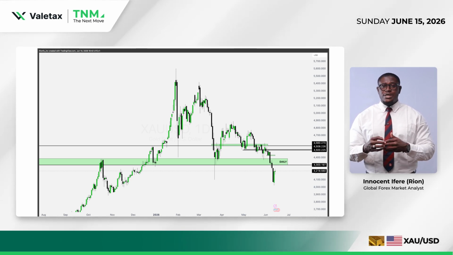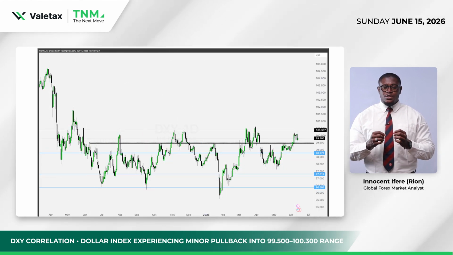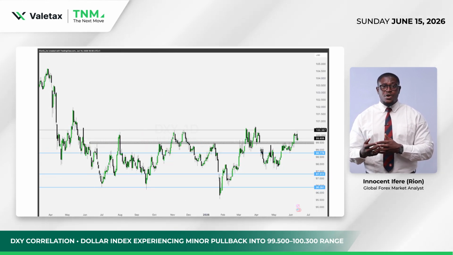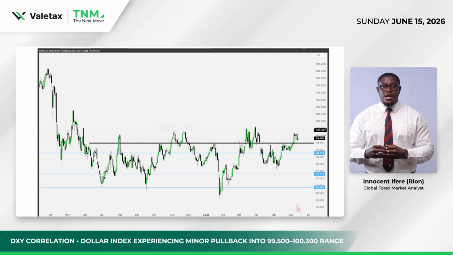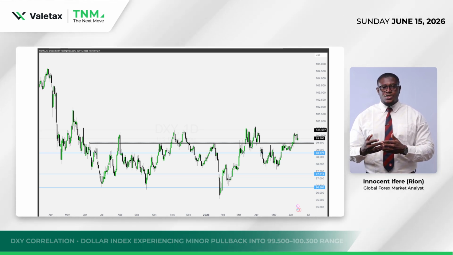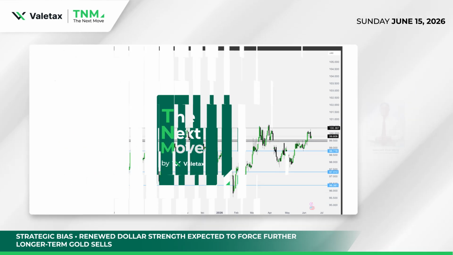We can also see the correlation between the shorts on the XAUUSD and the DXY, with the DXY softly playing back a possible bearish correction back into the 99.500 levels. Although the DXY could be playing a range game between the 99.500 and the 100.300 levels, we might see a continuation of the strength on the dollar, thereby fostering more sells for the XAUUSD. So our trade idea for this week is a continuation of the sells on the XAUUSD.